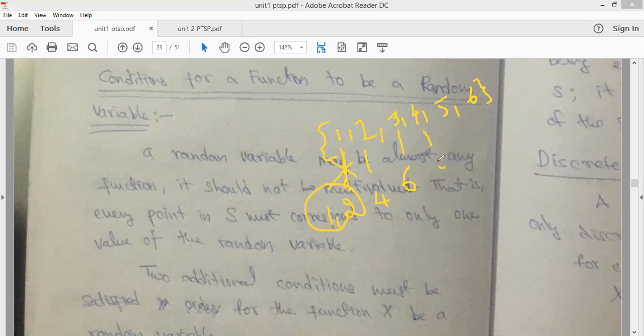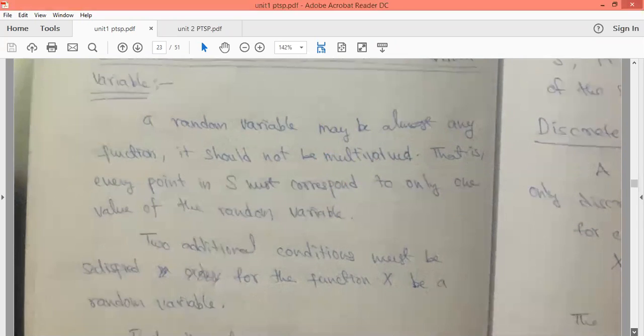It can also map to the same value. Here 4 can map to the value 2, and there is no problem, but 4 should not be mapped to two values. Then it is called single valued. If it is mapped to two values, then it is called multi-valued. So what is the condition here? The random variable should be a single valued function.